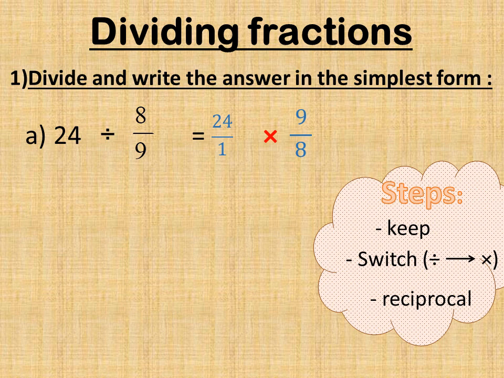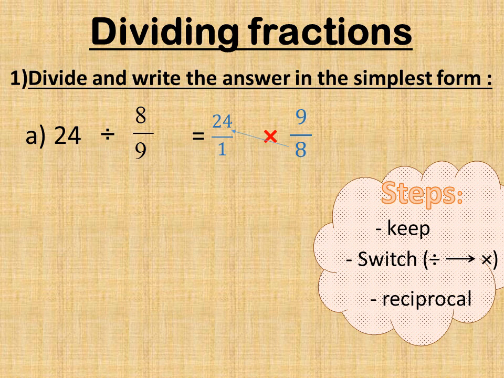Here we have multiplying fractions like the last session. We will use simplifying first. Let's check the first fraction, 24 over 1. Can we make simplifying here? No. Let's check the second fraction, 9 over 8. Can we make simplifying here? No, we can't. Now let's make scissors.